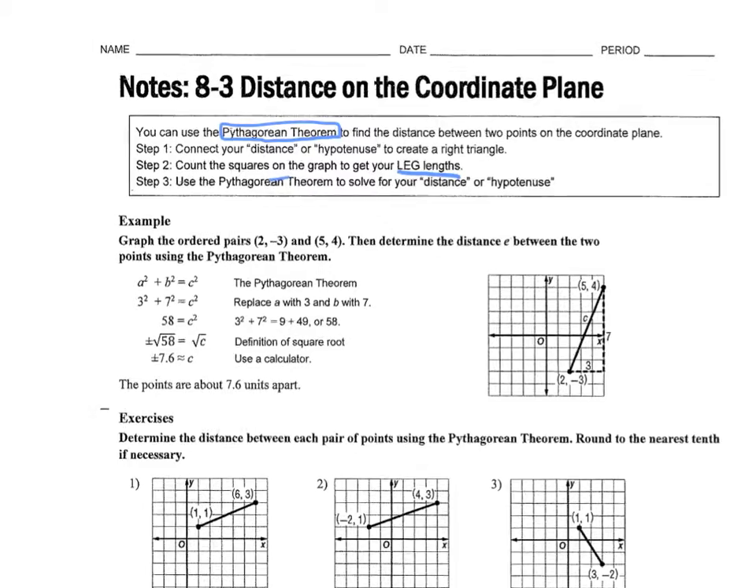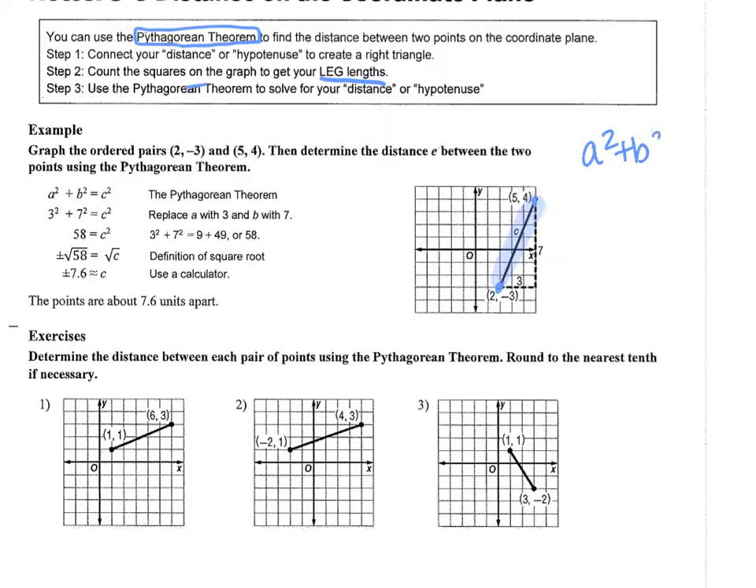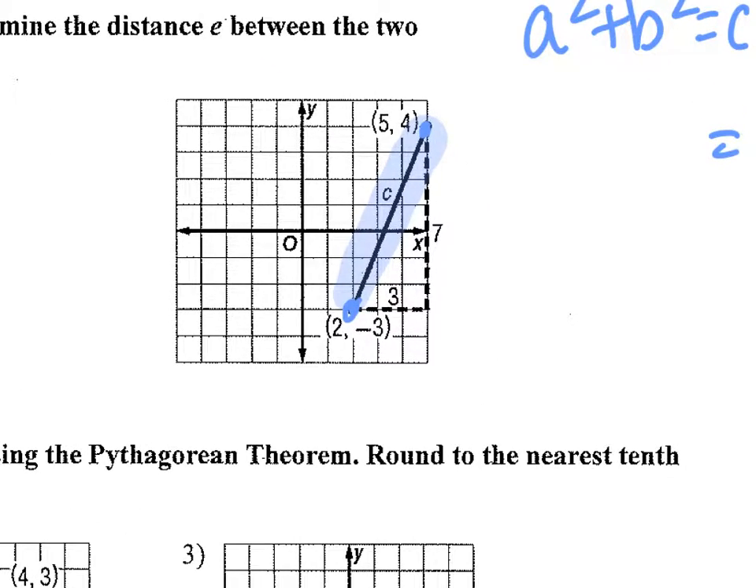Okay, so in example 1, graph the ordered pairs 2, -3, and they've already done that for you. So we've got point here. Then determine the distance between the 2 points. So every time it says find the distance, you're finding c. So you're not going to use a shortcut. You're going to use the regular a squared plus b squared equals c squared, with c squared being what we don't know. And then count those squares. So we want to connect those like they did here, make a little triangle, and count how many squares you've got. So in this case, it's 3.